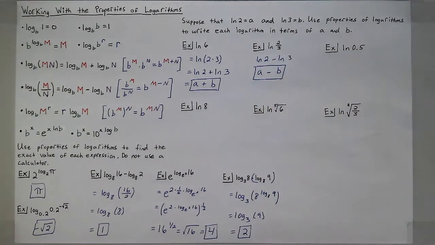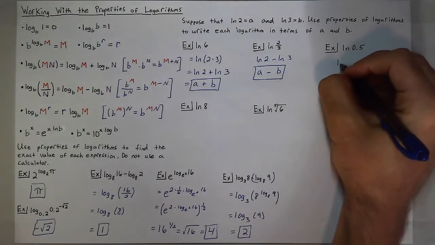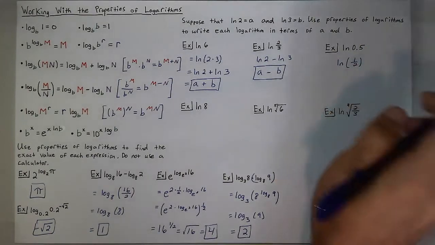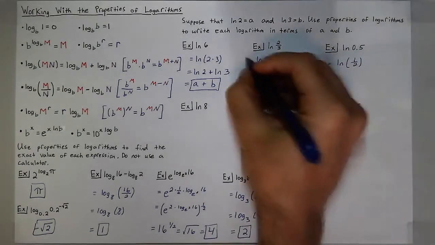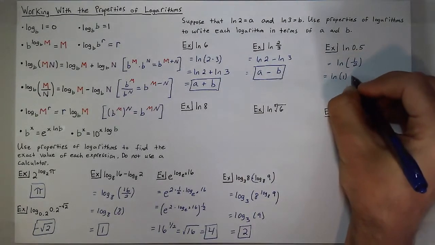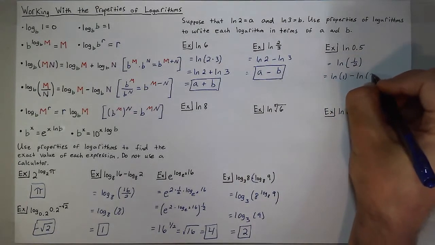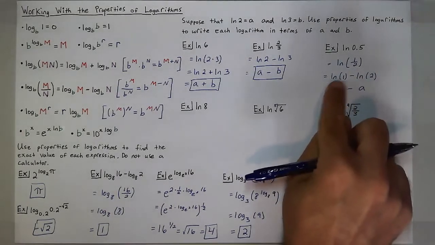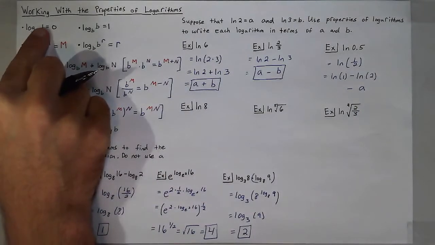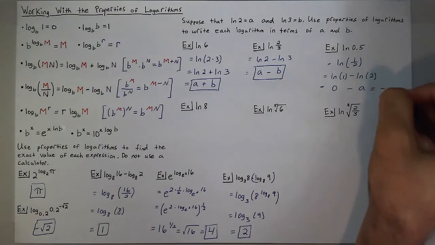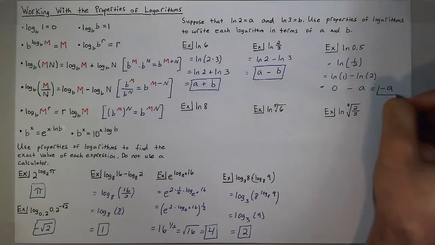Now natural log of 0.5, I don't see a 2 or a 3 in there, but I can write this as the natural log of 1/2, which now I can see that 2 take place, and I can use that same property I just used before to get natural log of 1 minus natural log of 2. Now natural log of 2 is a, like we just discussed, but natural log of 1, log base anything of 1 should always equal 0. So natural log of 1 is 0, giving my final answer just to be negative a.